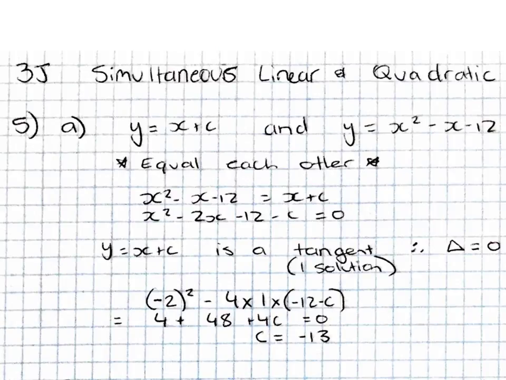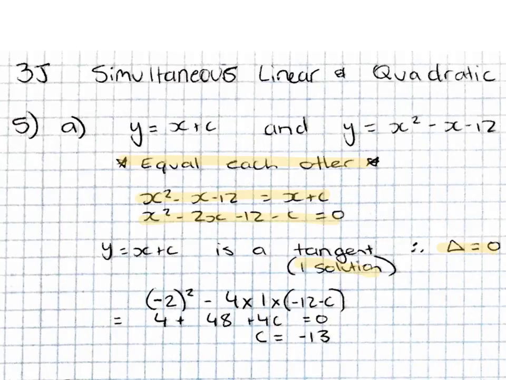Okay, so this is question 5a in chapter 3G, and we are finding the simultaneous equations between y equals x plus c and y equals x squared take x take 12. First of all, the step is to make them equal each other, which is here. And when we simplify, we see that when we're finding the discriminant, because we knew one was a tangent, it definitely has one solution, so the discriminant will equal 0.